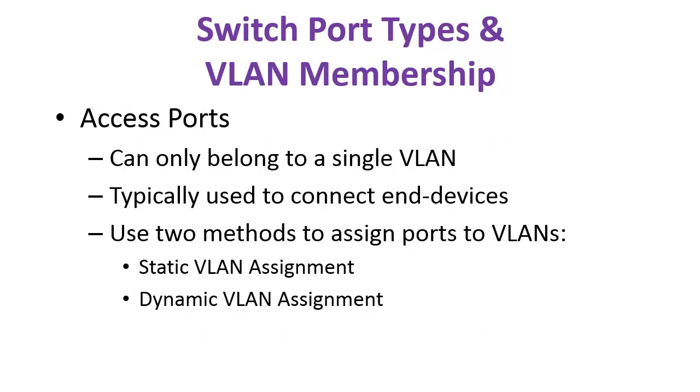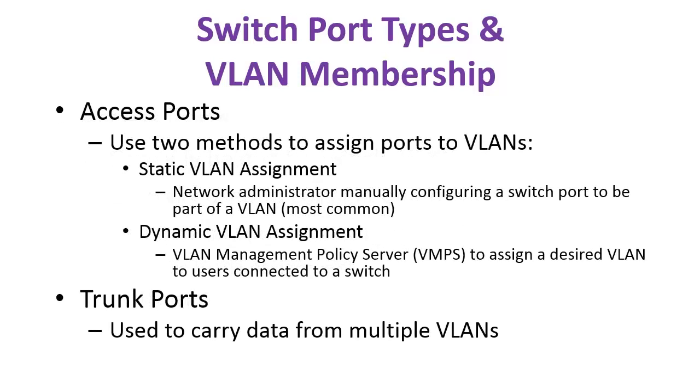So when we have a static VLAN assignment, the network administrator is actually manually configuring a switch port to be a part of a VLAN. The network administrator is programming the port to say you are going to be an access port and you're going to be associated with this specific VLAN.